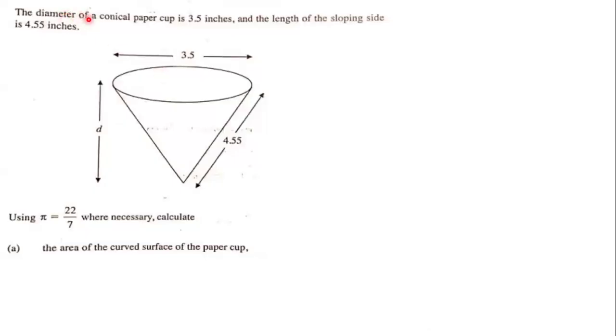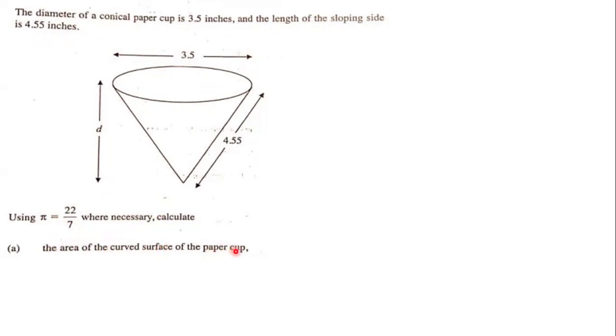The diameter of a conical paper cup is 3.5 inches, and the length of the sloping side is 4.55 inches. And here we have the diagram. Using pi as 22/7, where necessary, calculate the area of the curved surface of the paper cup.